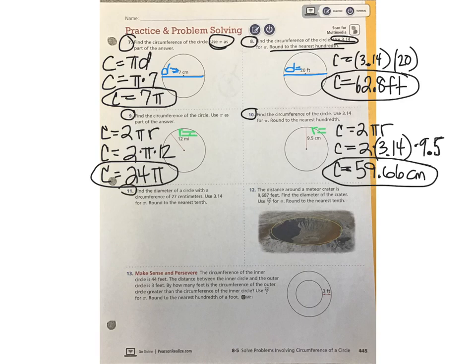Next, we're going to try number 11. Find the diameter of a circle with a circumference of 27 centimeters. Use 3.14 for pi. So start by writing out your formula. We know that we're going to be looking for d, which is diameter. They tell us that circumference is 27, so we'll put that in place of c. And they also tell us that pi, we're going to use the 3.14. So what we're looking for is the d number. We're going to divide both sides by the 3.14.